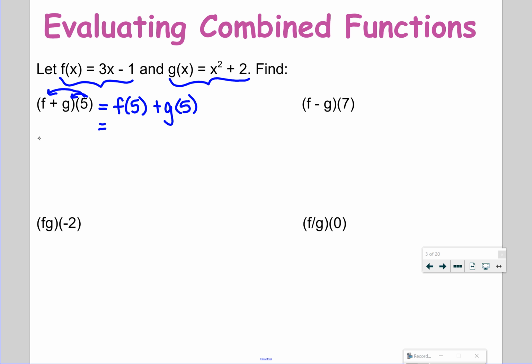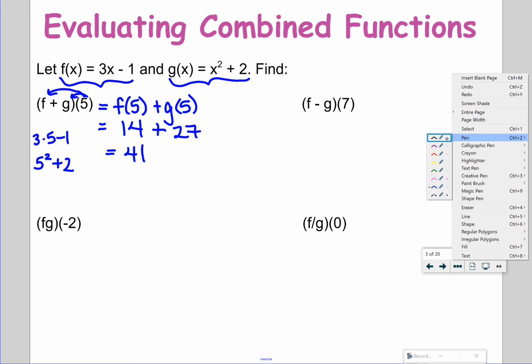So you can kind of do this off to the side. If I plug 5 into f, 3 times 5 minus 1, that would give me 14. If I plug 5 into g, that would be 5 squared plus 2, which gives me 27. And then 14 and 27, if I add those together, I get 41. So that would be the final answer here.